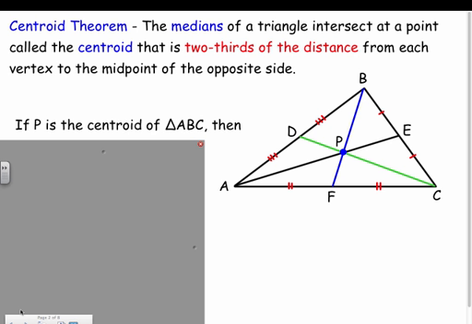Well, they intersect at a point called the centroid. It's kind of like the exact center of a triangle. It always falls inside the triangle somewhere. The cool part about it is that it is exactly 2/3 of the distance from each vertex to the midpoint of the opposite side. So let's think about that.